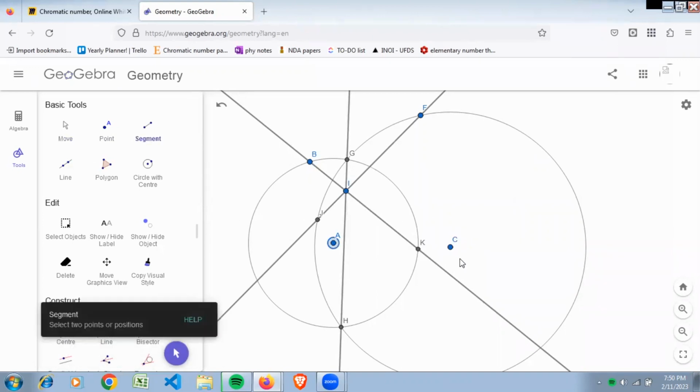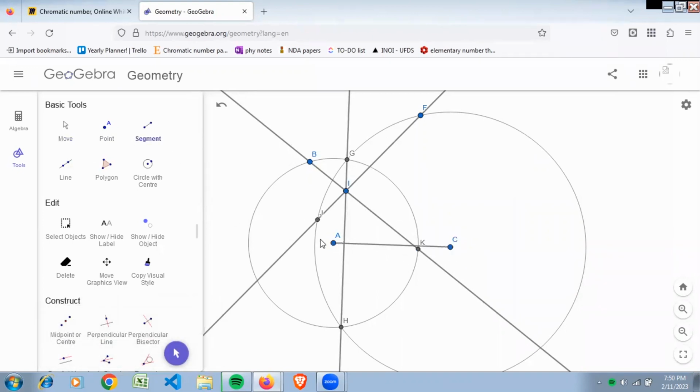And what other thing you know? That the radical axis is perpendicular to the line joining the centers. So if you get one point on the radical axis, then you can draw a perpendicular to get the radical axis. So you have to get one point. If you draw this point K and J, then these four points should be cyclic. You want to exploit this property to get that point.